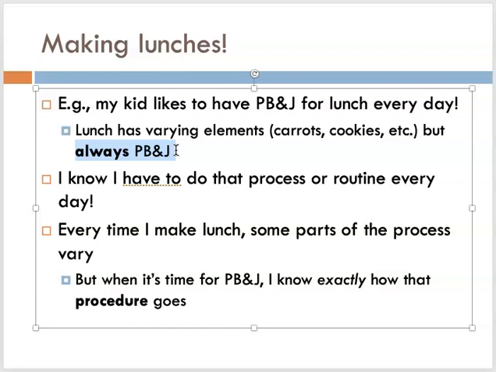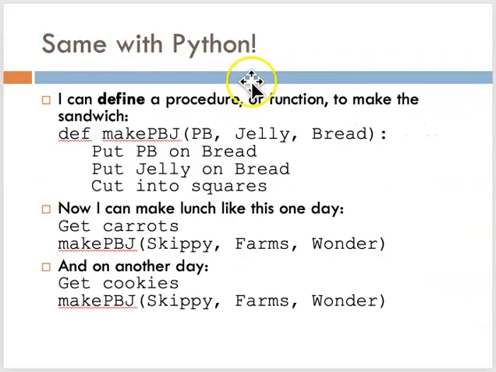So now I know what I have to do in that process or routine every day. I know when I make lunch, some parts of the process might vary. For example, am I gonna chop up the carrots? Am I gonna go get the cookies and maybe snag one myself while I'm putting it in there? But when it's time for the PB&J, because I know it has to contain PB&J, I know exactly how that procedure goes. Well, the same thing that I do in real life is similar to what I do in Python.